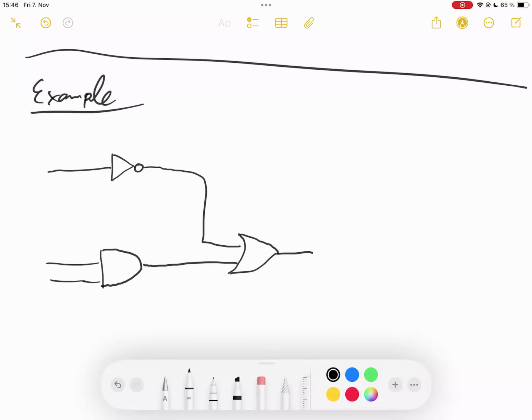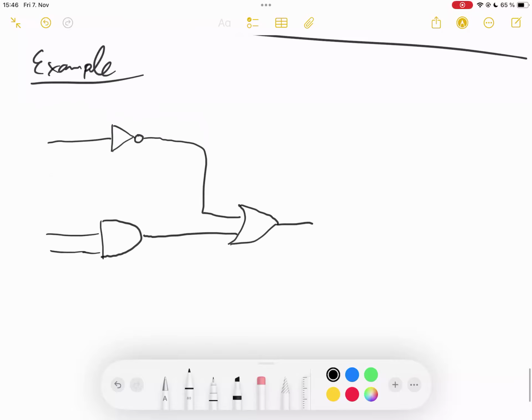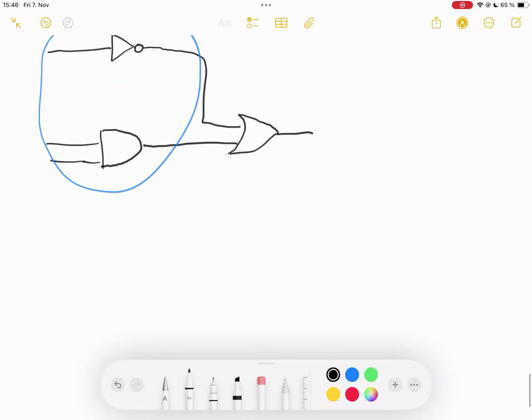So one person feels confident. We will start with this part here. We have a NOT and an AND, so the NOT runs in parallel to an AND. So we need a tensor product.